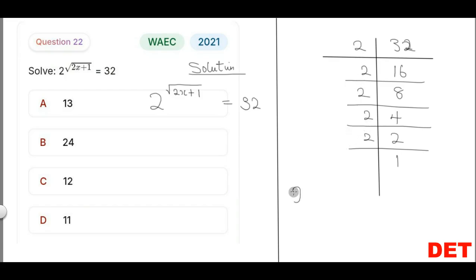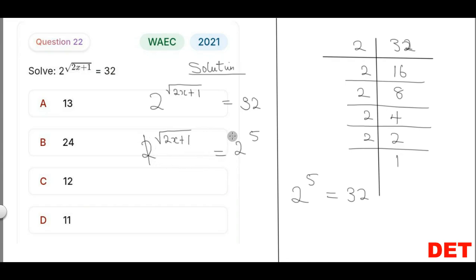So this is 2 raised to the power of what? 5. You should know that 2 raised to the power of 5 is equal to what? 32. That's 2 times 2 times 2 times 2 times 2, which is 2 raised to the power of 5, and that will give you 32. So what I now have here is 2 raised to the power of the square root of 2x plus 1 is equal to 32. The index form of 32 now is 2 raised to the power of what? 5. So now that I have the base number to be the same, I'll cancel them out.